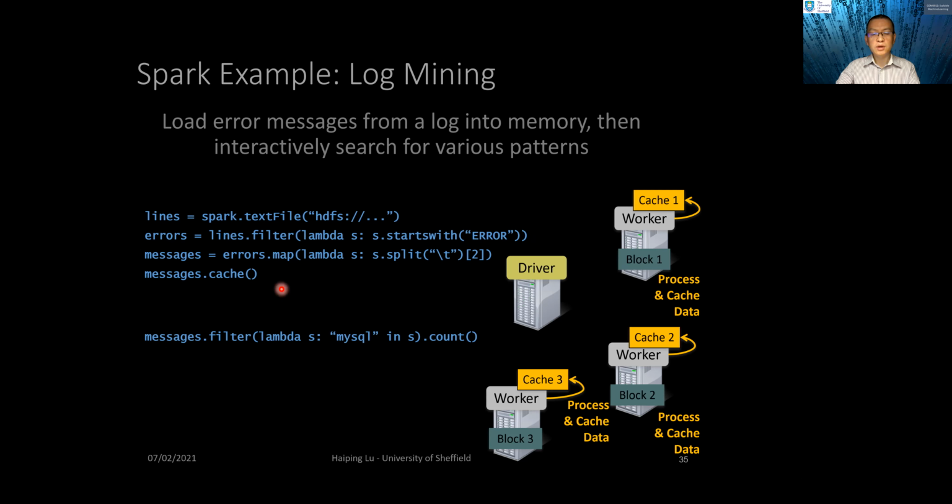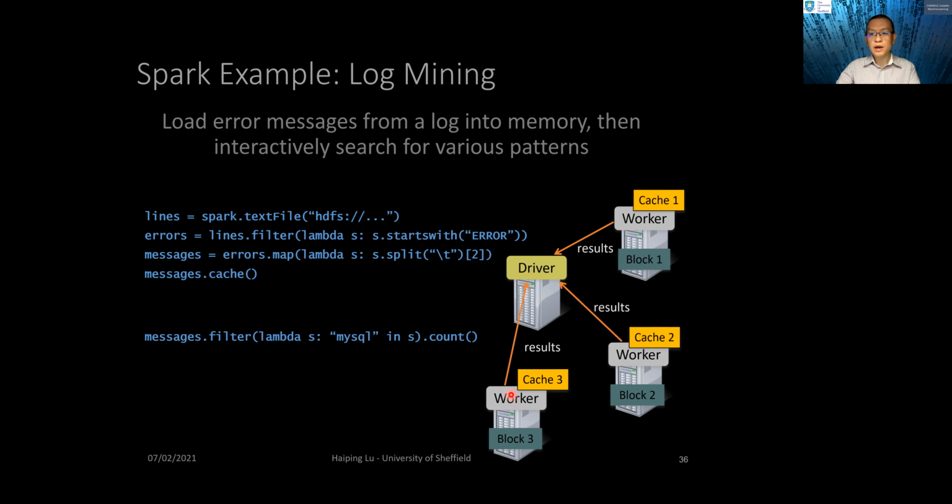At the same time, they will cache the data at the worker. Each worker will cache its individual data. And then after they process this and find the result, that is the count of how many MySQL errors, they will send their individual results to the driver, and the driver will aggregate the results.